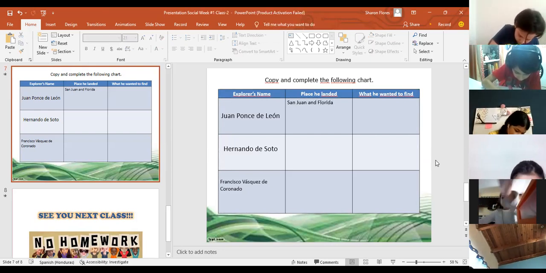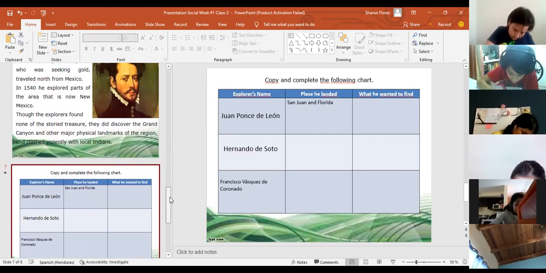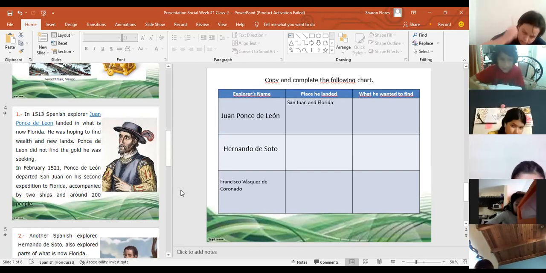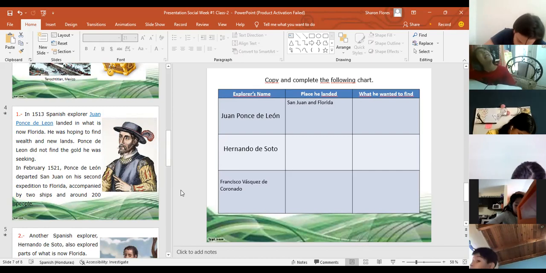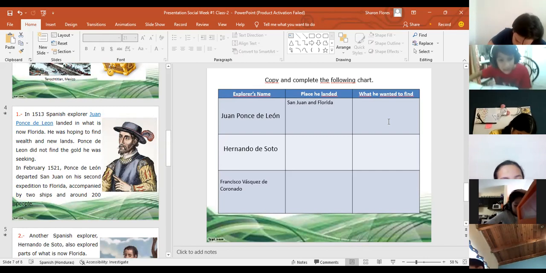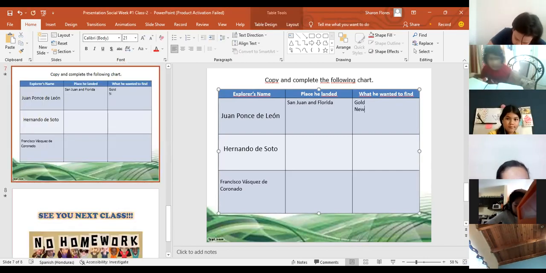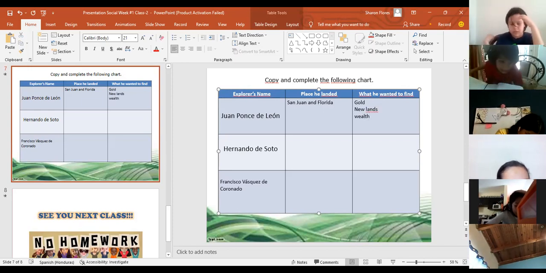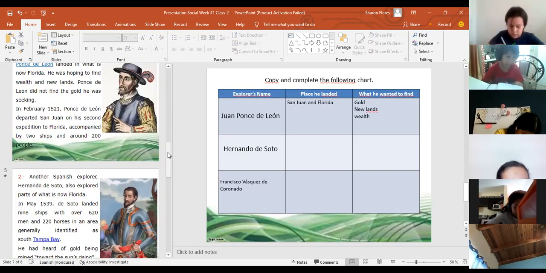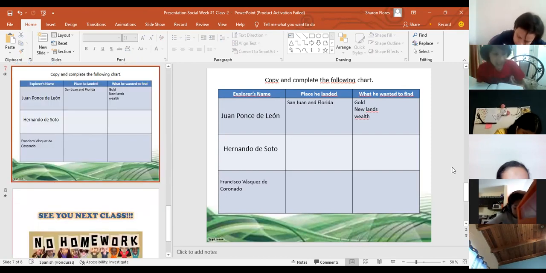All right, the three, remember the three explorers. Now what he wanted to find, class, what he was looking for, this boy, Juan Ponce de Leon. He was hoping to find wealth in new lands, right? So gold, I want to find gold. Because we say gold, we know that he was looking for wealth, richness. So yes, we can write just that, wealth, new lands.